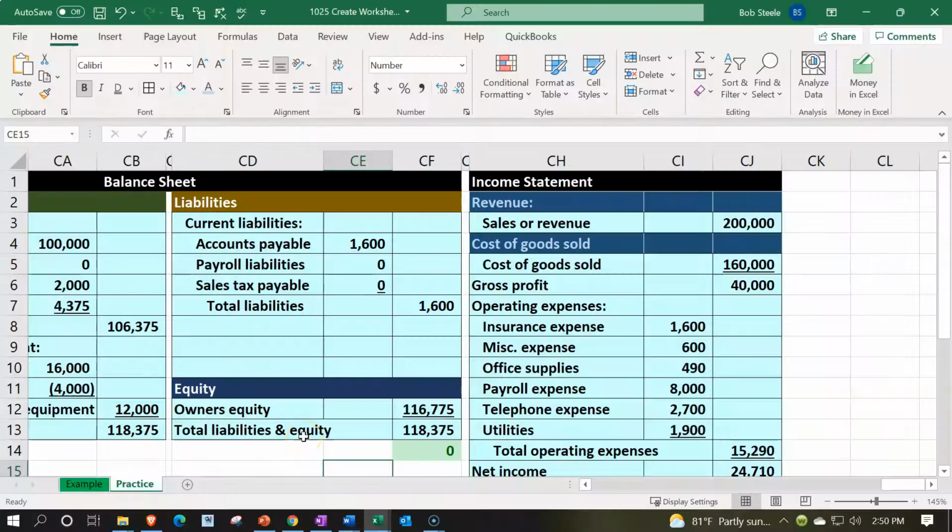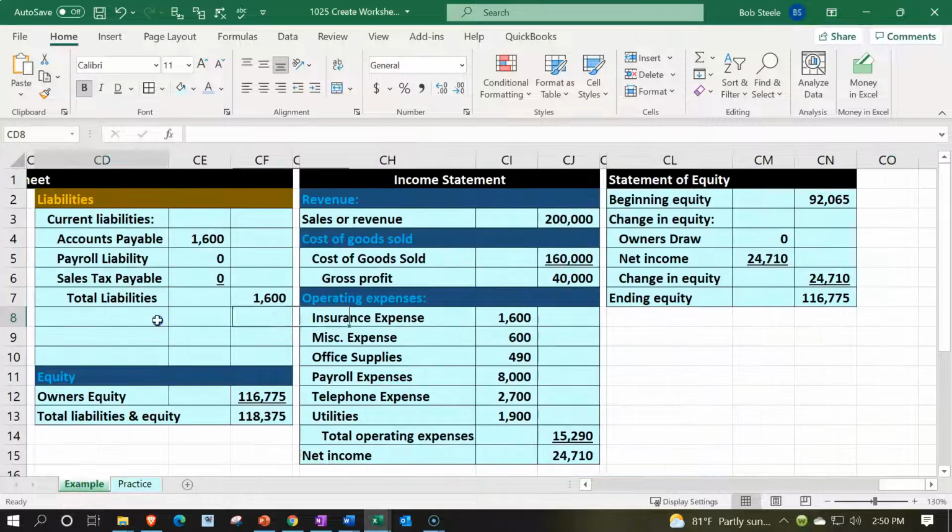Here we are in our Excel worksheet. In prior presentations, we put this together from a blank sheet. Continuing on here, if you have access to this workbook, there's going to be two tabs down below, example and practice. Example tab in essence being an answer key. Let's take a look at it now.